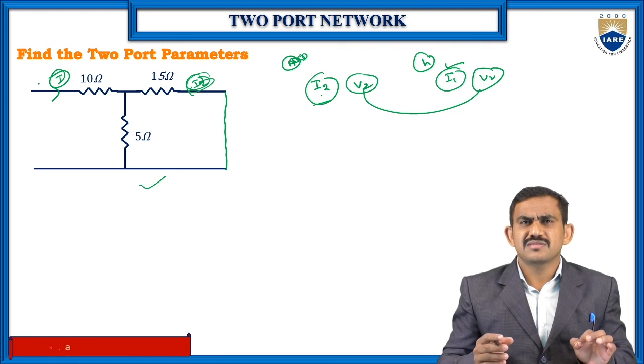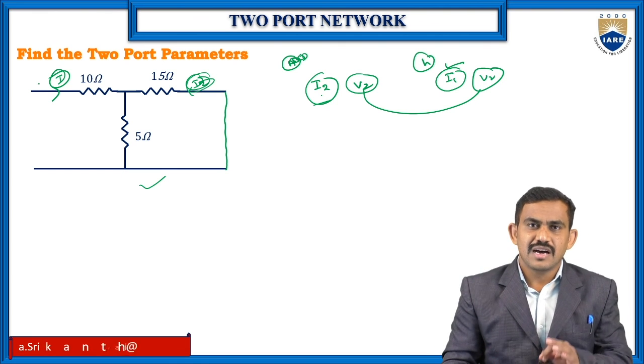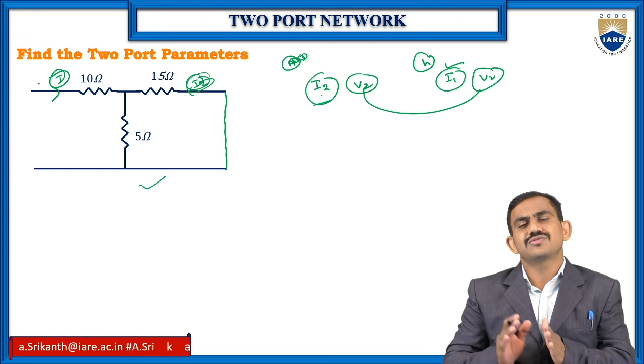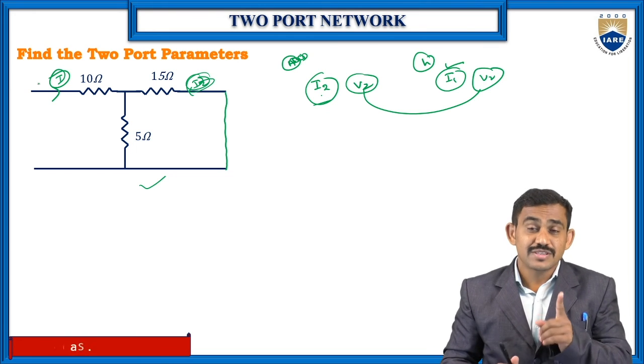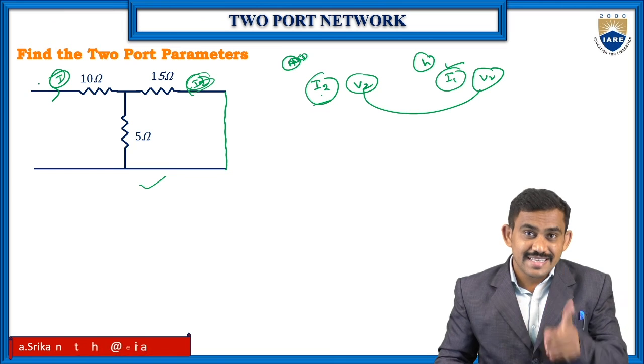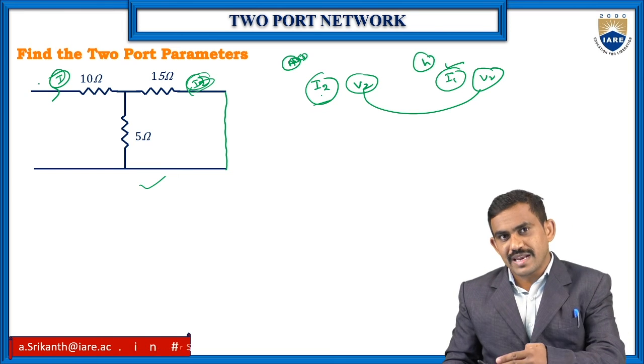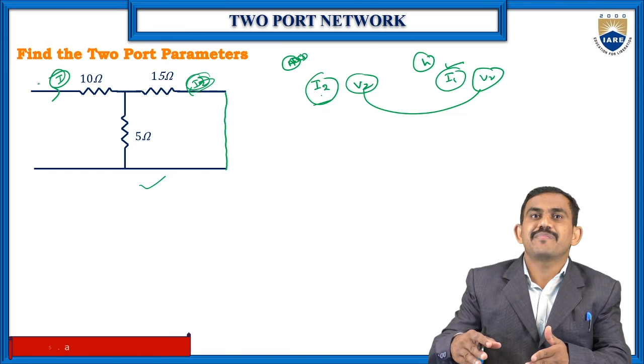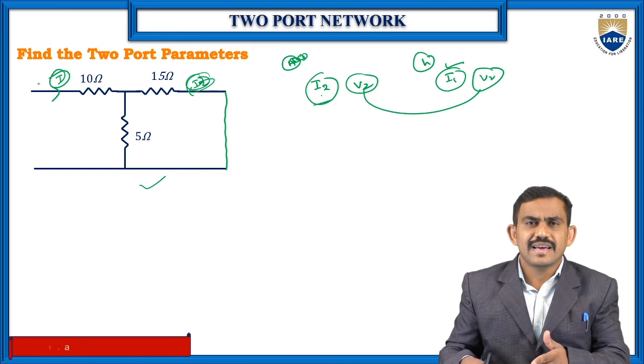Okay, so this is a small glance at two-port networks. When you know the T network, then go for the Z parameters, and if you know the Z parameters, from the Z parameters you can find the remaining parameters. It's very simple, okay guys.